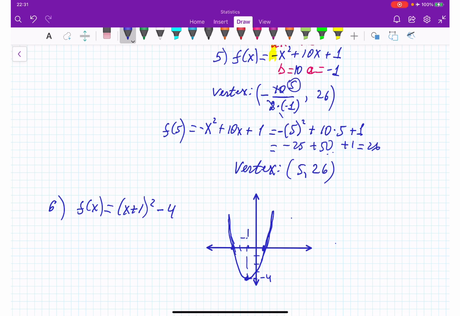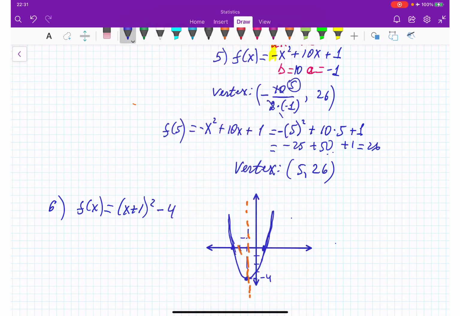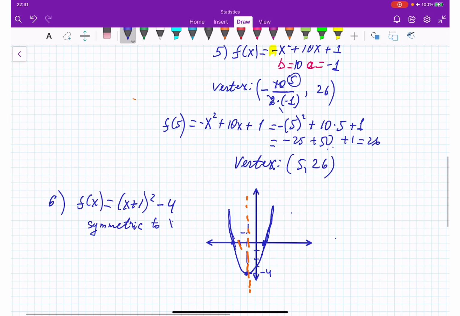Yes? Okay. So let's find out: this graph is symmetric to x equals negative 1, right? This is the symmetry. Use your imagination. It indeed has to be symmetric. Okay? Symmetric to x equals negative 1.